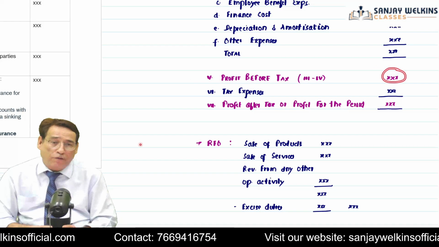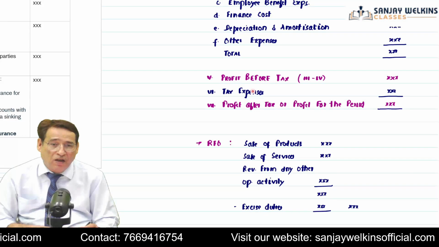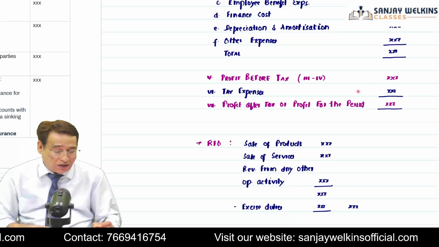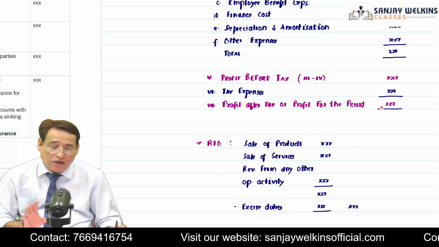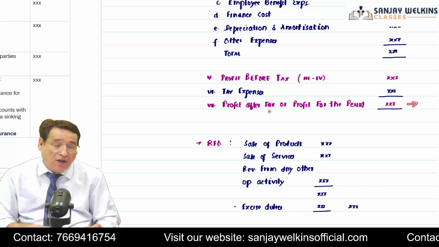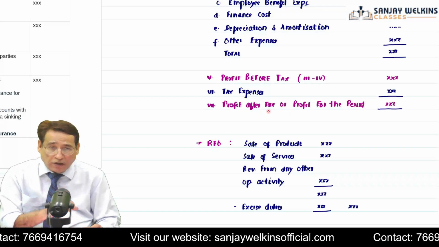This will be my profit before tax. From here on, I am going to subtract what we call tax expenses. If I subtract the tax expenses, we will get profit after tax or profit for the period. Is it clear to you? We will get profit for the period. It is also known as profits after tax or profit for the period.